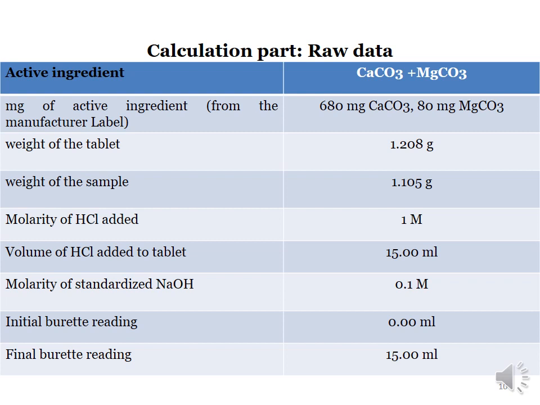The molarity of the HCl solution added into the antacid is 1 molar, and the volume of it is 15 ml. The molarity of the standardized NaOH we use in the back titration is 0.1 molar. The initial burette reading of NaOH was 0, and the final burette reading is 15 ml.